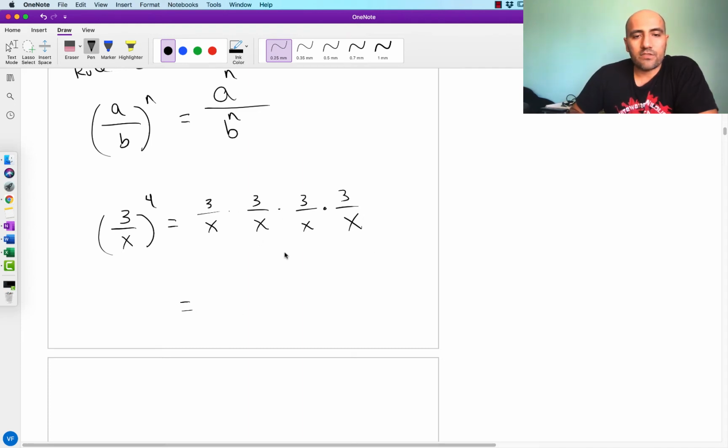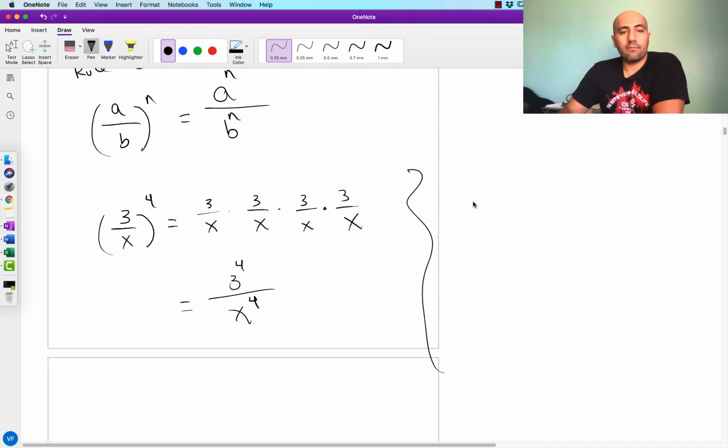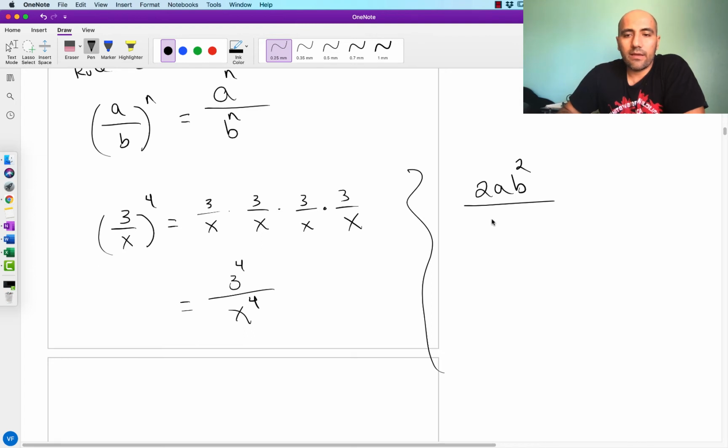And so we know that this is 3 to the power of 4 divided by x to the power of 4. That's what that little shortcut is telling us, right? We don't have to do this middle step, we can go from there to there. So if we have a more complicated situation, like let's say we had 2ab squared divided by 3w to the third power, and the whole thing is being raised to the power of 5. We can combine some of these tricks now. The first one is to say that this fraction, we can separate it and raise the numerator to the power of 5, raise the denominator to the power of 5.